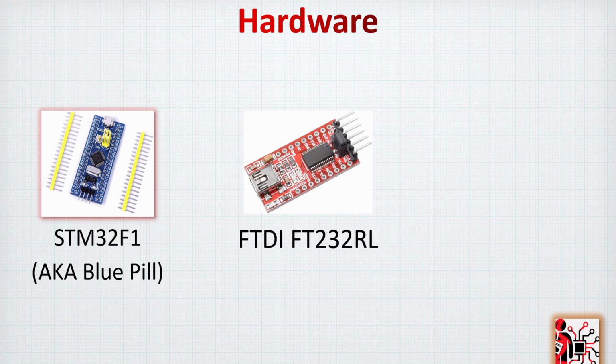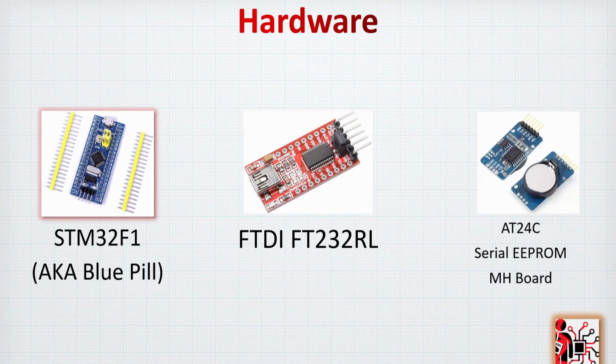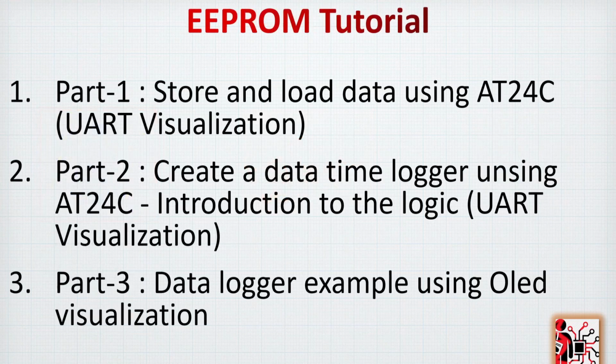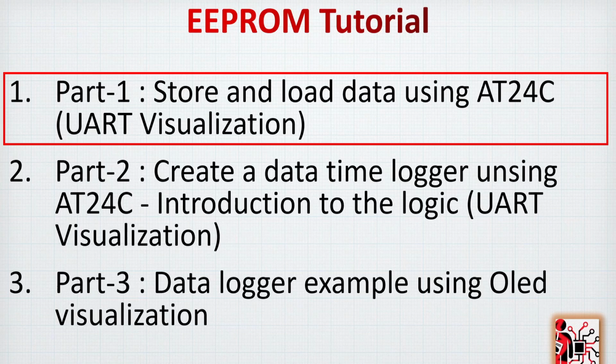Okay, for the hardware, we are going to use the STM32F1 aka Blue Pill, and the FTDI FT232 to allow the UART communication between the STM32F1 and the computer. Finally, we are going to use the AT24C serial EEPROM, and this will be the MH board. This tutorial can also be considered an EEPROM tutorial, and this is part 1. We're going to set up store and load data using the AT24C.